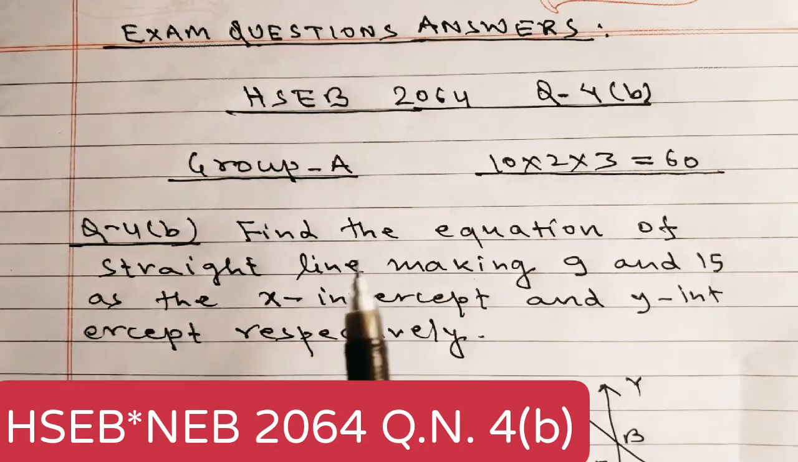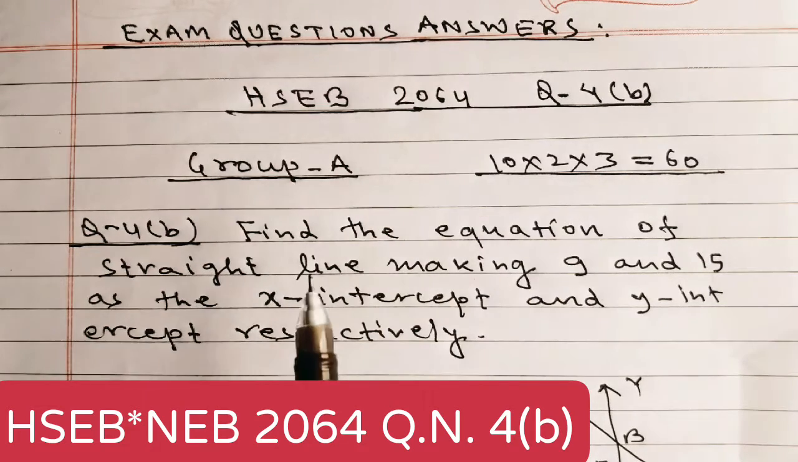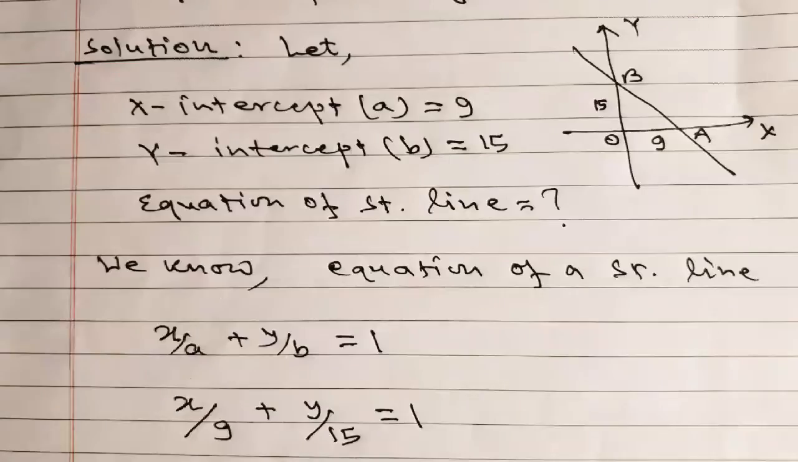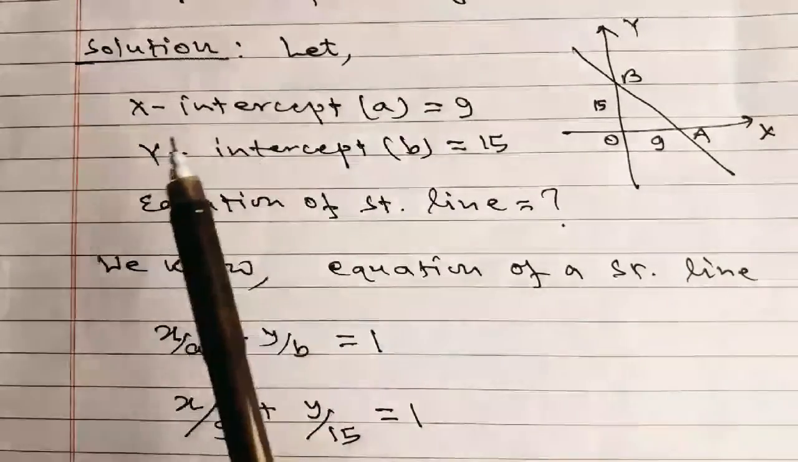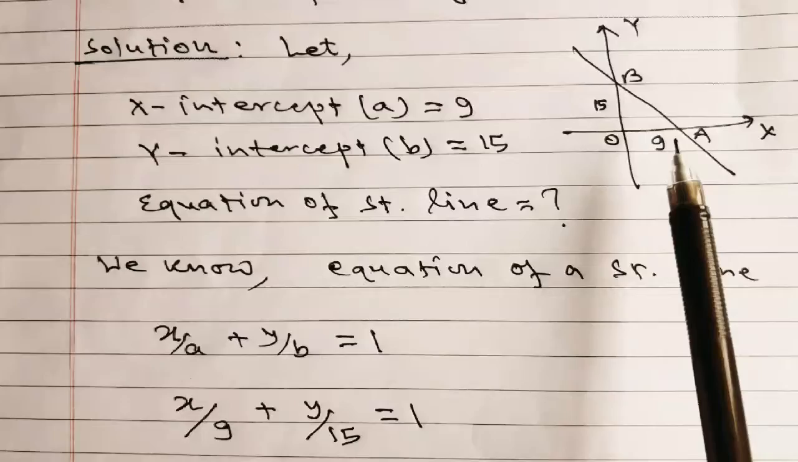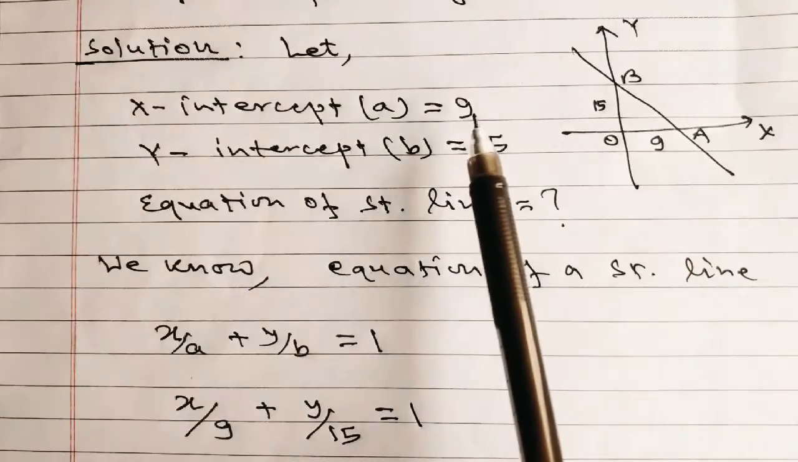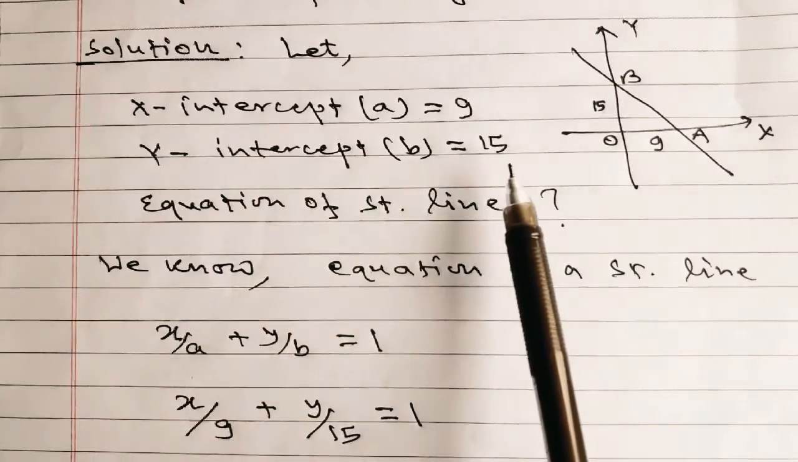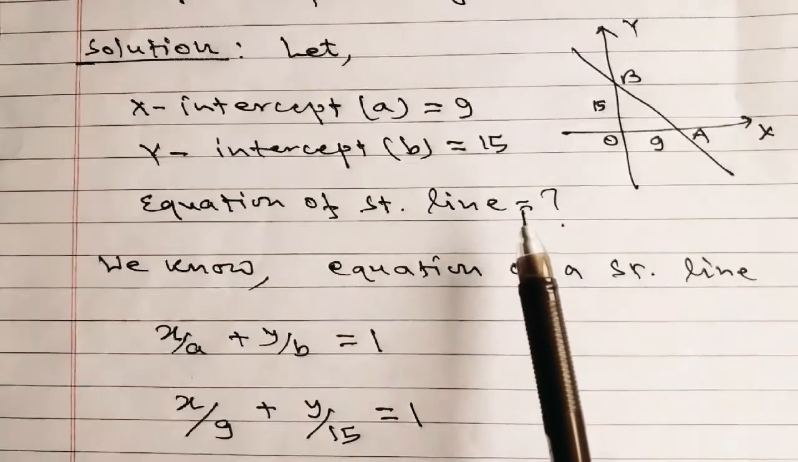Solution. In this question, we have to find the equation of a straight line whose x-intercept is 9 and y-intercept is 15. The x-intercept is given as 9, so let's suppose the x-intercept a equals 9. The y-intercept is given as 15, so let's suppose the y-intercept b is equal to 15.